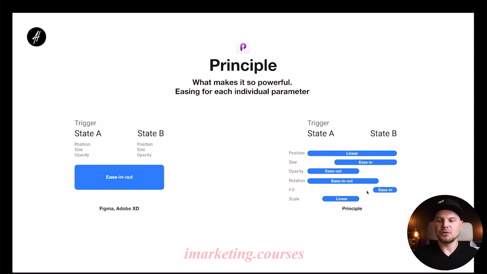In Principle, you can set different easings for different parameters. For example, position will change with linear interpolation, size will change with ease in, opacity with ease out, and so on and so forth. So you can set exactly how the animation will happen with this particular parameter of the object. Not the object in general itself, but each individual parameter that will be animated. This is the power of this tool. Again, in the examples, we will see that.